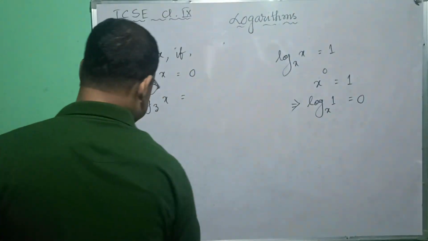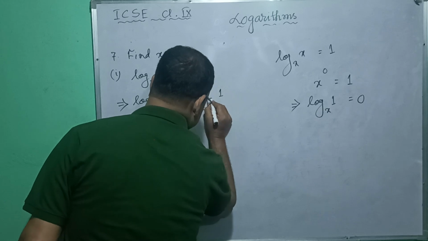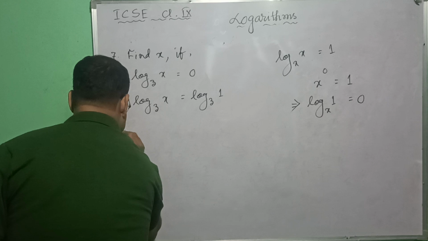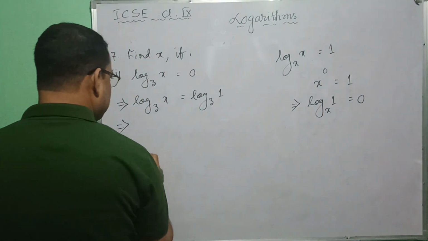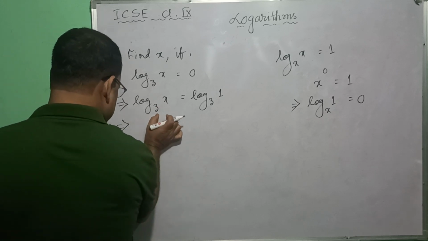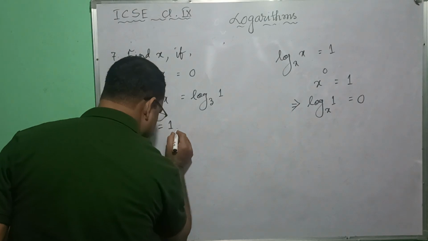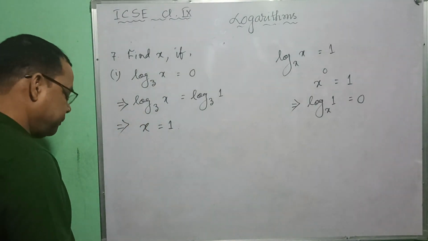So we'll write here log 1 base 3. Why base 3? Because here also base 3. This implies, now both sides have log, we can remove the log as the base is the same, so we can write x equal to 1. So this is the value of x in Roman 1.